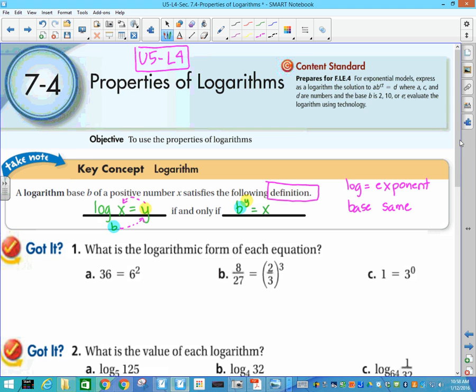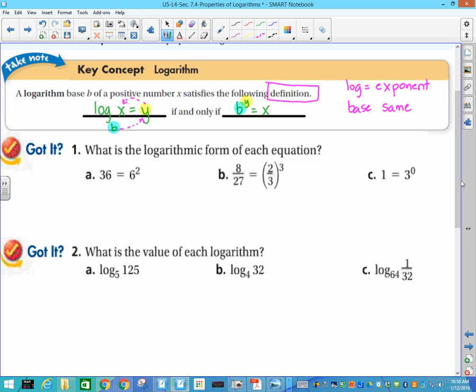So let's do that with some numbers so you can get some practice. What is the logarithmic form of each equation? I'm going to have a log, and remember the log is the exponent, so that number over here is going to be the exponent. The base of my log is the same as the base of my exponent, which I'll write as b. The other number that's left is 36. When you check it, you can ask, does that say 6 to the second equals 36? That's exactly what it says, so I know I got that right.